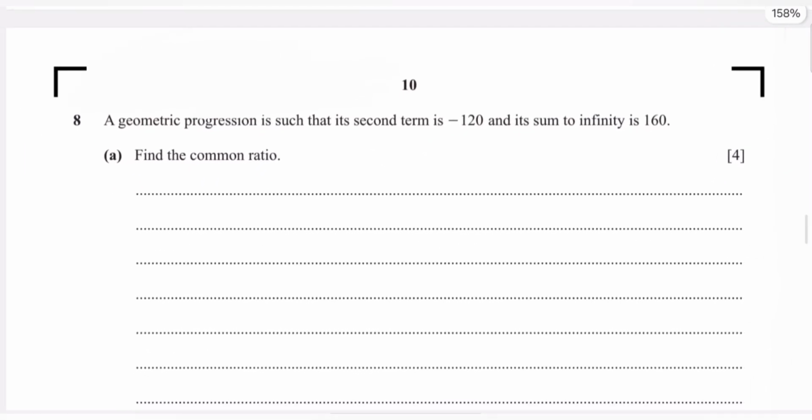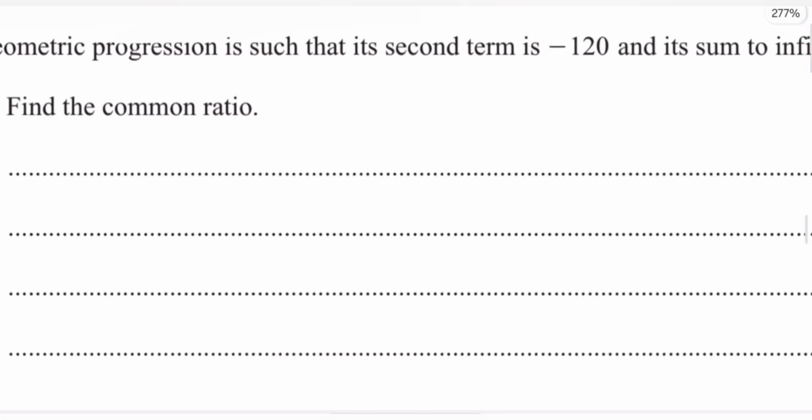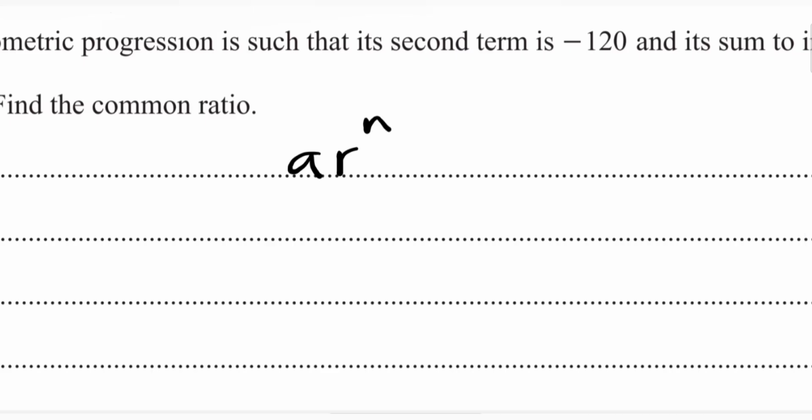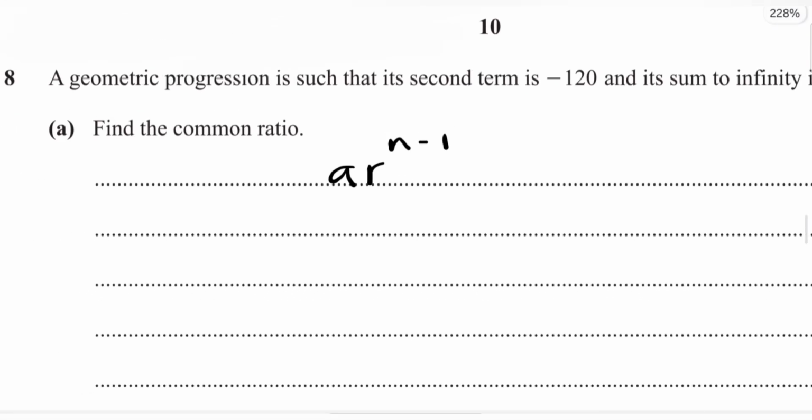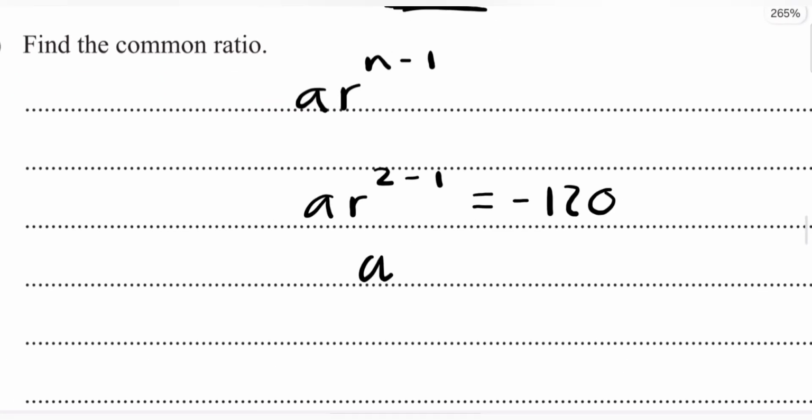And for number 8 now, it's saying a geometric progression is such that its second term is minus 120 and its sum to infinity is 160. And part A is saying find the common ratio, right? So we know that for any term in a GP, it's ar to the power n minus 1. And here we're being told that it's the second term that we're dealing with. So that's 2 for n. So ar to the power 2 minus 1 is minus 120, so this is ar is minus 120.